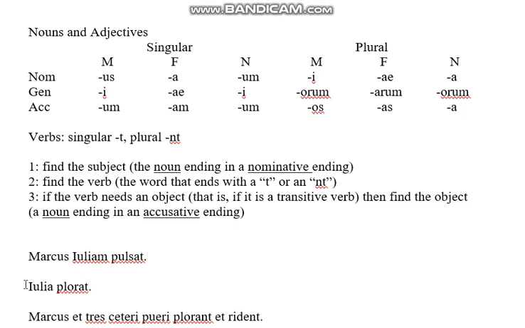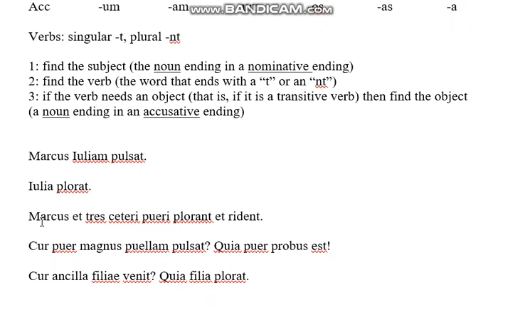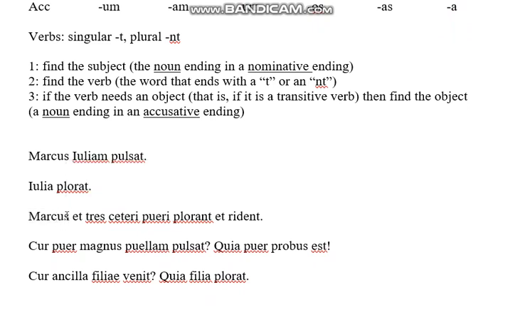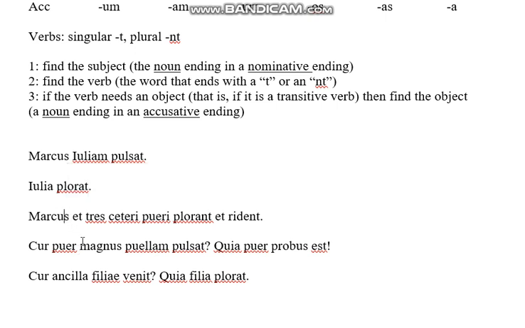But let's try to get a little bit more complicated. Let's go down here. So Marcus, Marcus. So this is obviously the subject, right? Well, yes, Marcus is the subject and we know that because it ends in us. But let's read the rest of the sentence. All right. So Marcus et tres ceteri pueri plorant et rident.